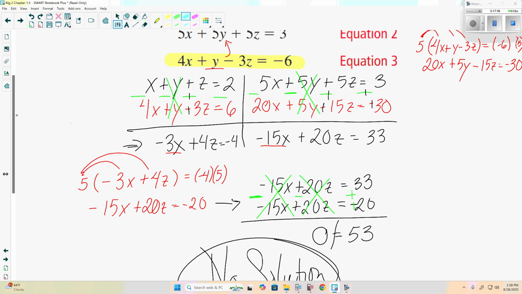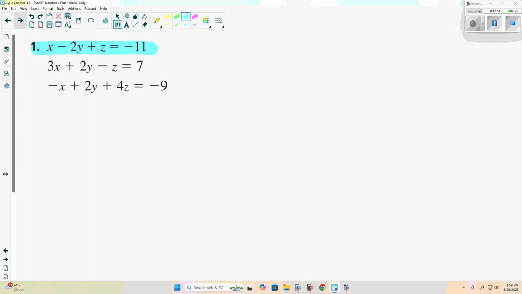Because the only way we could eliminate y here is if this y and this y had the same value. So we had to multiply this equation by 5 to get the y values to be the same. Here, if I want to do x, these are already the same. These are not. So I'm going to have to scale this up so that the x values are the same, and they will eliminate out. Does that make sense?